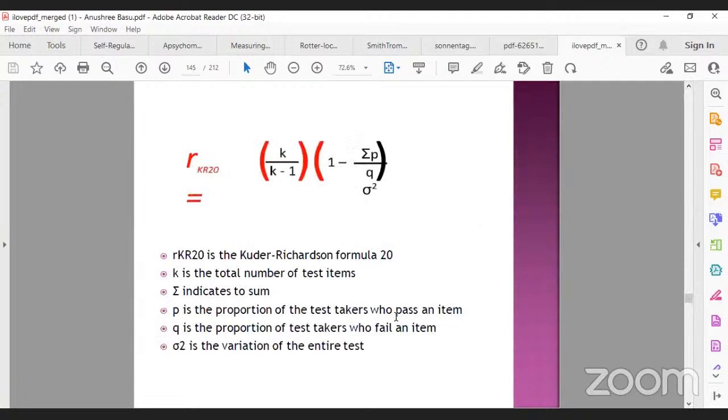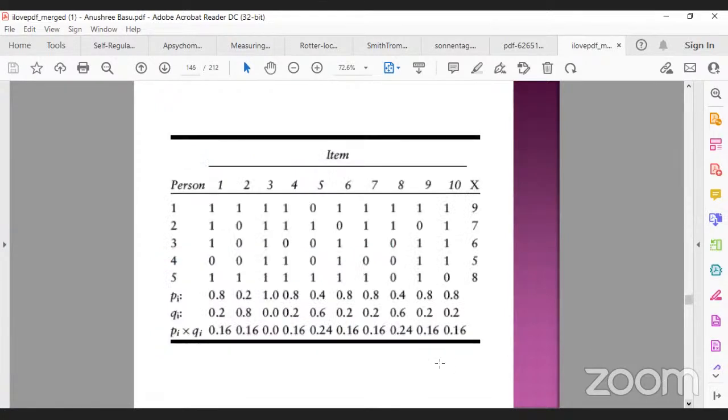Okay, P is the proportion of test takers who pass an exam, and Q is the proportion of test takers who fail an item. So this is the proportion of those who have passed the exams, and this is those who have failed the exams. I have to clarify on this.